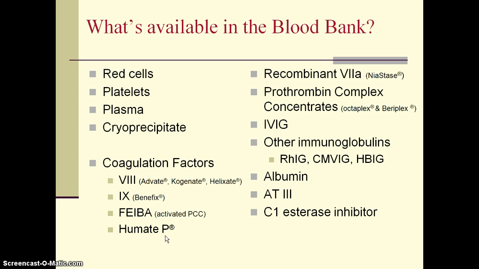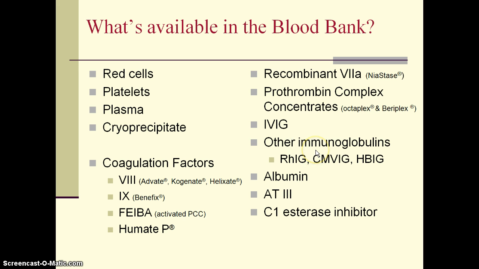Humate-P is the product used to treat von Willebrand's disease, and Humate-P also has some factor 8 in the product. Prothrombin complex concentrates are used for acute emergency reversal of Coumadin or warfarin anticoagulation or vitamin K deficiency in the setting of life-threatening bleeding or emergency surgical procedure required within 6 hours of the infusion, and we will go through that in a little more detail later. IVIG, we'll go through that a little bit later as well.